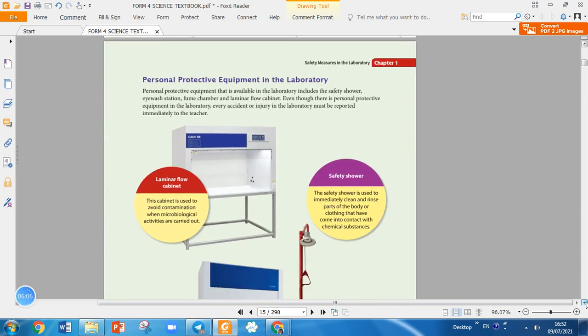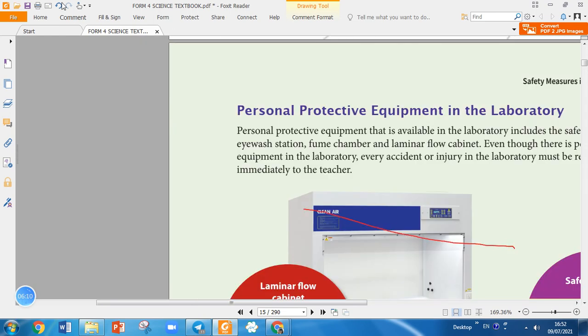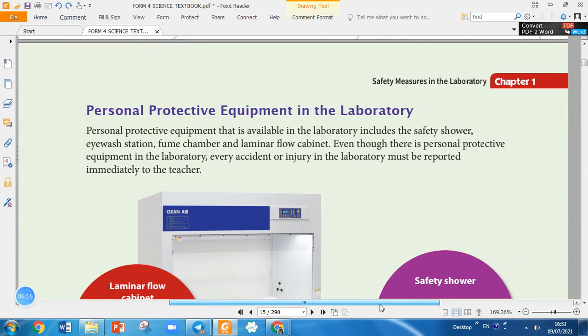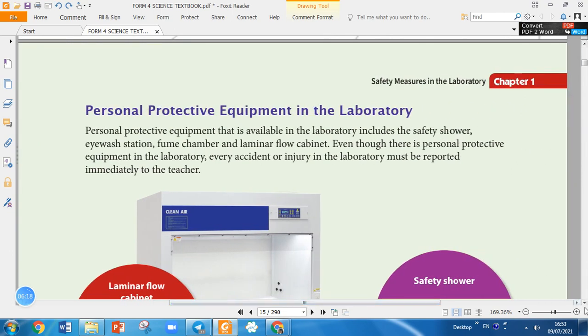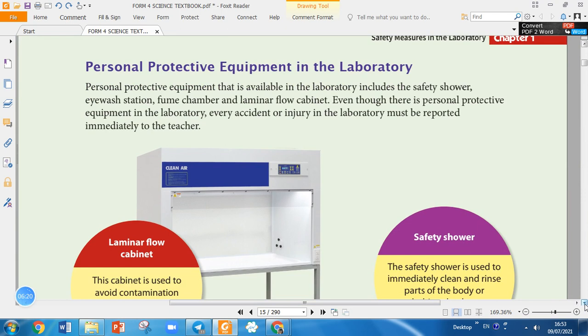We have personal protective equipment in the laboratory. So this one is in the laboratory. Personal protective equipment that is available in the laboratory includes the safety shower, eye wash station, fume chamber, and laminar flow cabinet.